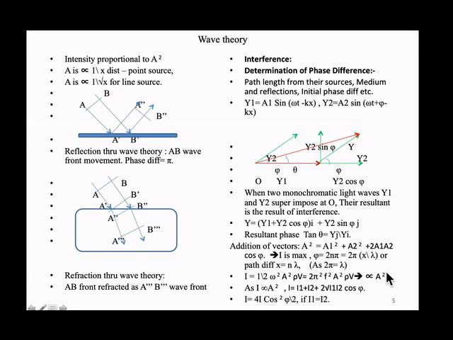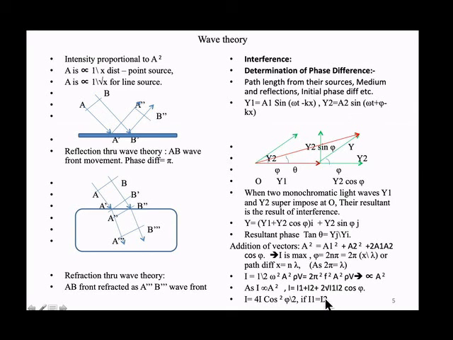The whole thing is to show that intensity is proportional to the square of the amplitude. Suppose both intensities are the same, which means the amplitudes are the same. Then it becomes I plus I plus 2 root of I into I, so 2I into (1 plus cos phi). It becomes 2I into 2 cos squared phi by 2, that is 4I cos squared phi by 2.